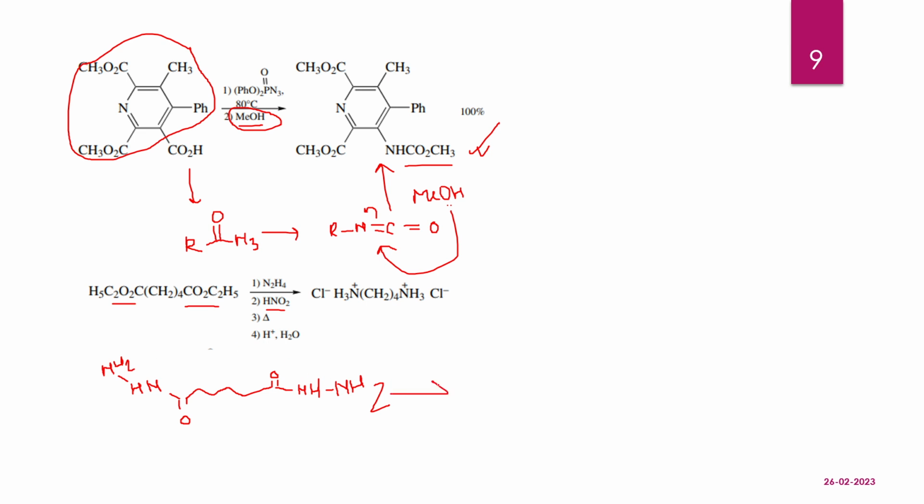And this acyl hydrazide, on the application of this diazotizing reagent, will give the acyl azide. On heating, the isocyanate will form on both sides, and as water is present in the medium, acid will get formed on both sides. Both sides will migrate, giving us this.